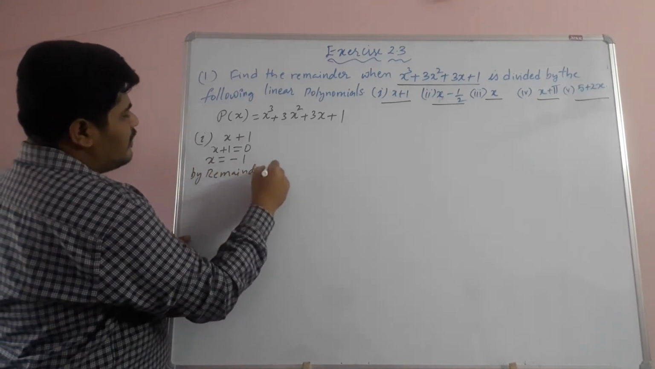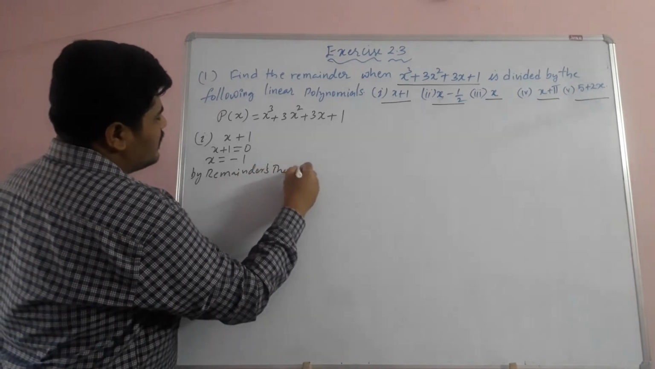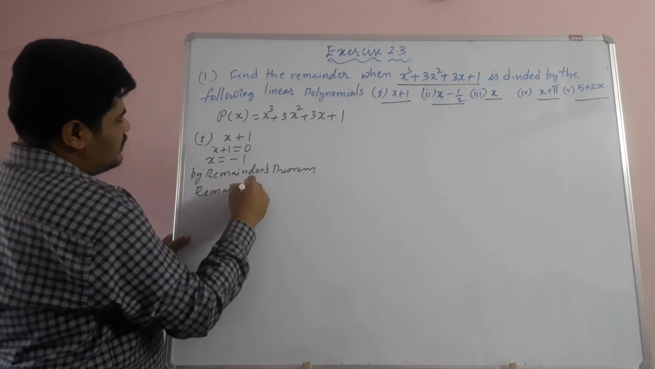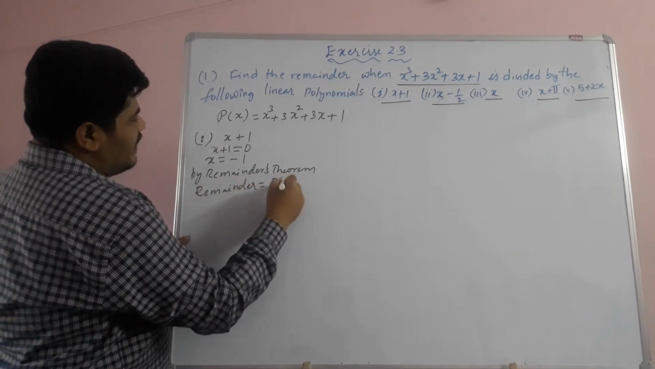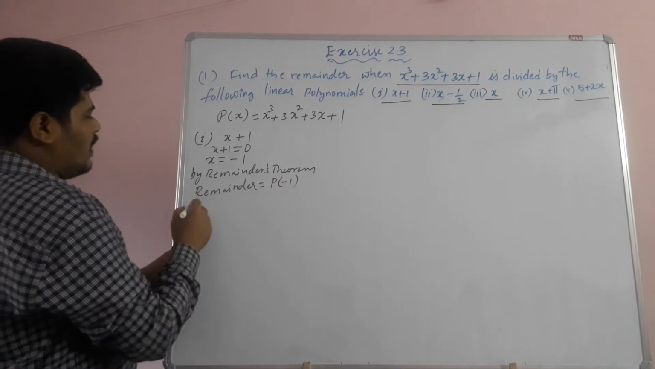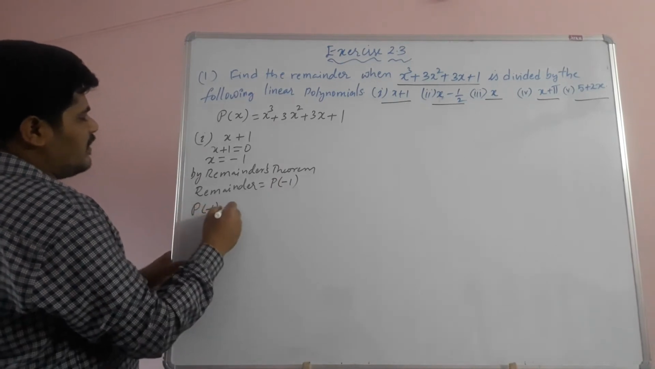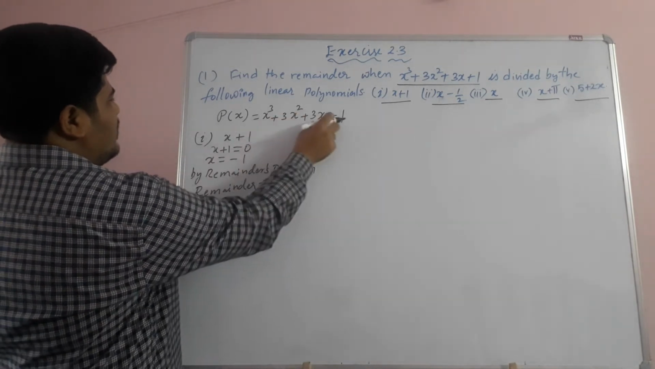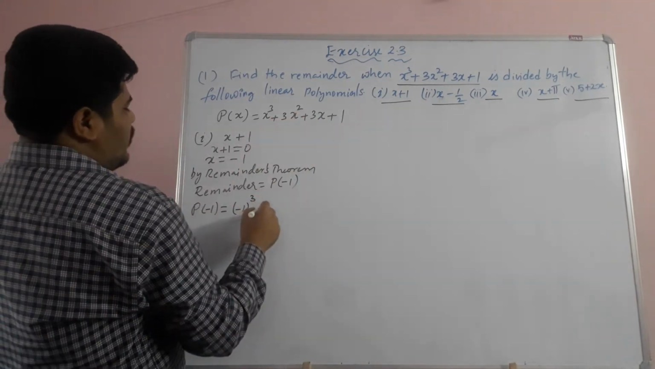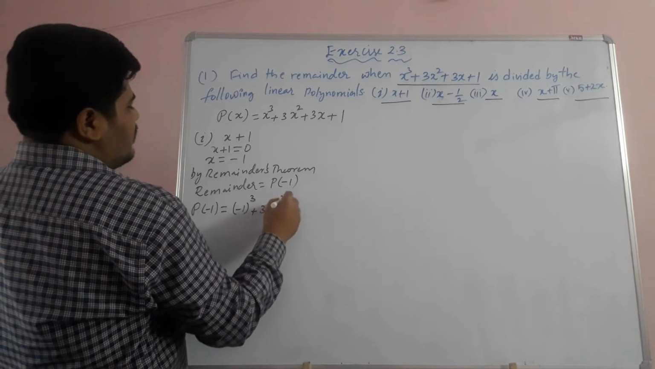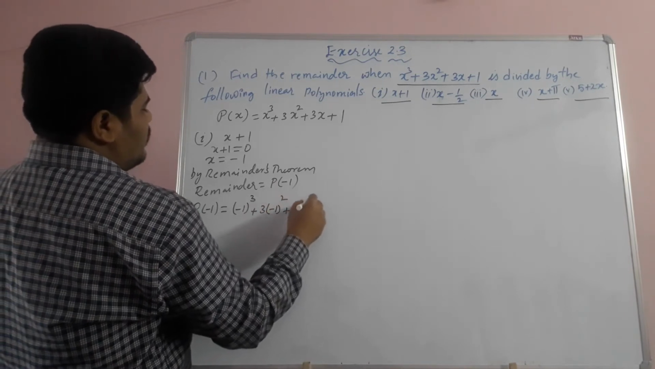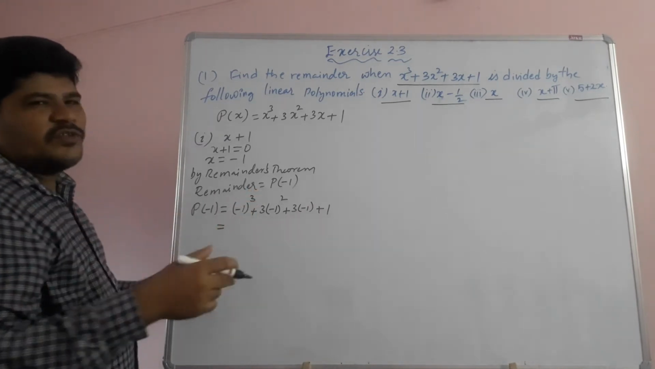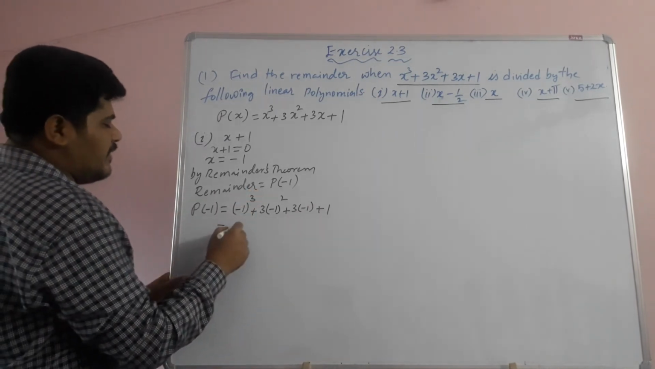Okay, by the remainder theorem, the remainder is equal to p of minus 1. So now p of minus 1 is equal to minus 1 cube. So children, just substitute in the place of x: minus 1 cube plus 3 into minus 1 square plus 3 into minus 1 plus 1. So negative 1 cube, children, is minus 1 into minus 1 into minus 1. So that is minus 1.